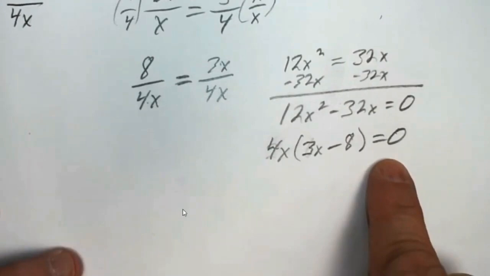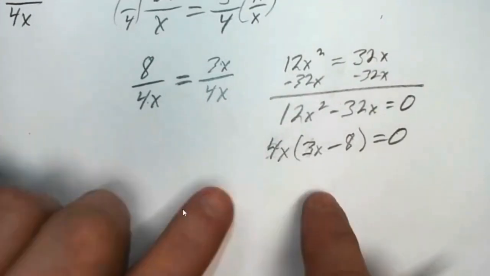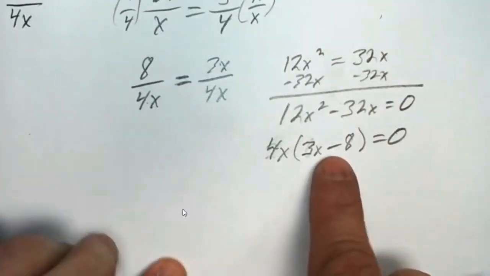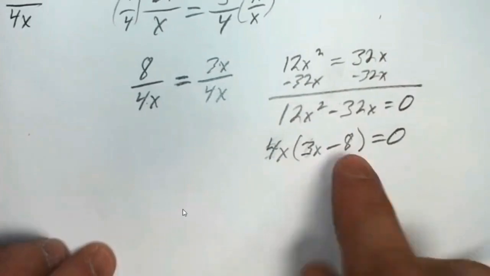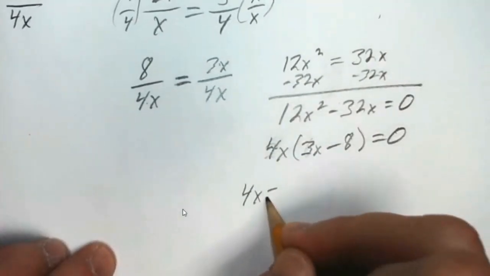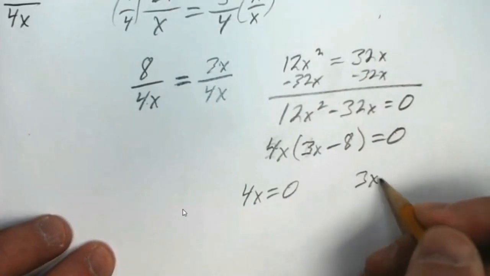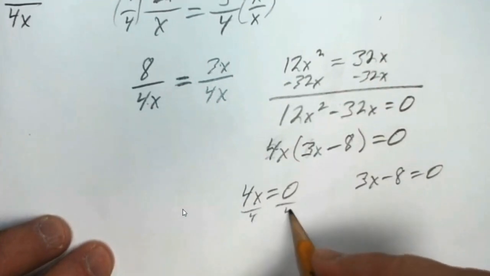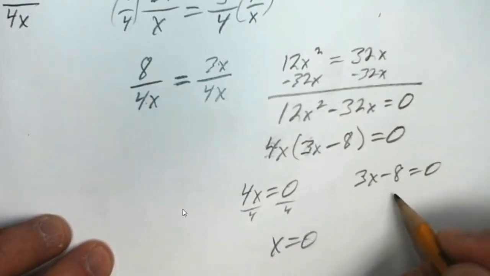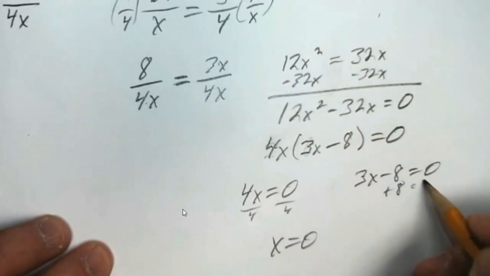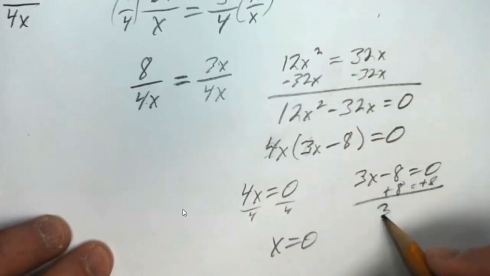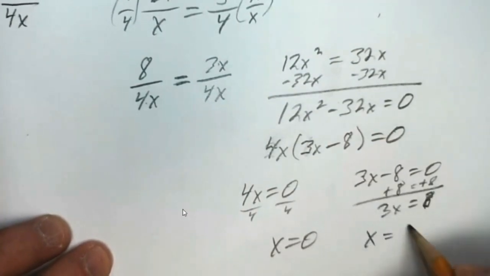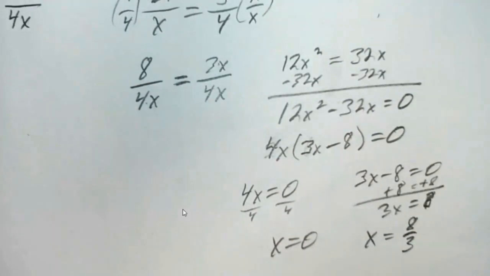So to find the solutions, we take each of these. If this is 0, then multiplying these together is 0. If this is 0, multiplying those together equals 0. So one of those or both of those could be a 0. So 4x equals 0. 3x minus 8 equals 0. So the two solutions we get when we divide by 4: x equals 0. Plus 8, 3x equals 8. X equals 8/3.